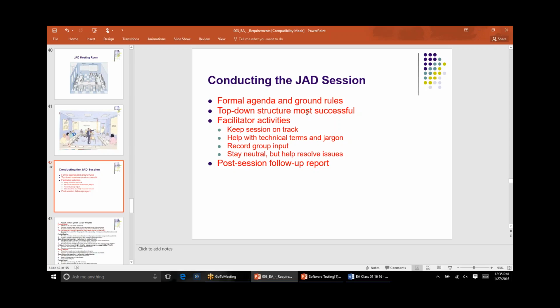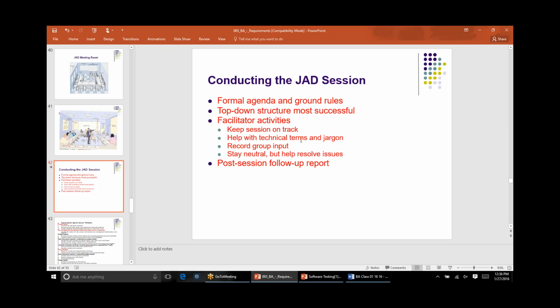Top-down structure, mostly successful, means the workshop is facilitated by the leader. The role of the facilitator is very important because these workshops are actually conducted by the facilitator. He keeps the session on track. He makes sure it starts on time, ends on time, ground rules are being followed, the agenda is being followed, topics are being discussed in detail, people are playing their role, scribes are making notes, business users are participating, etc.